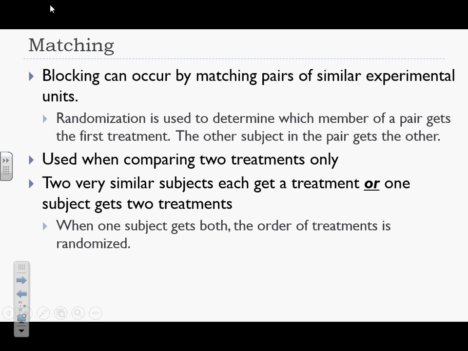Now, the second type of matched pairs, the one that's most often used. So the first one, you take two very similar subjects, they each get a treatment. That's type 1, that's the one we just discussed there. The other type, which is much more common, is that one subject gets both treatments. So every single subject in your sample is going to experience both treatments.